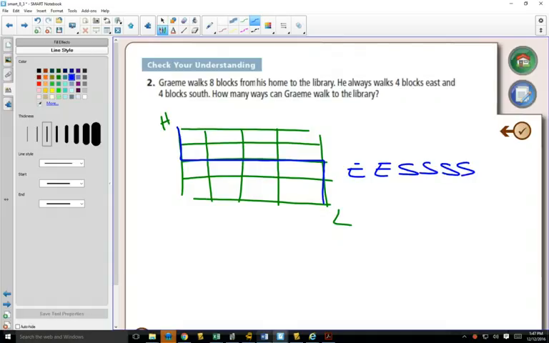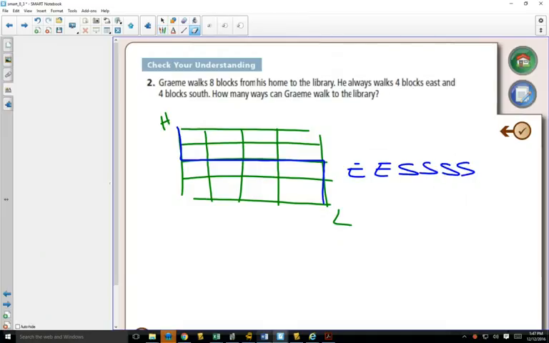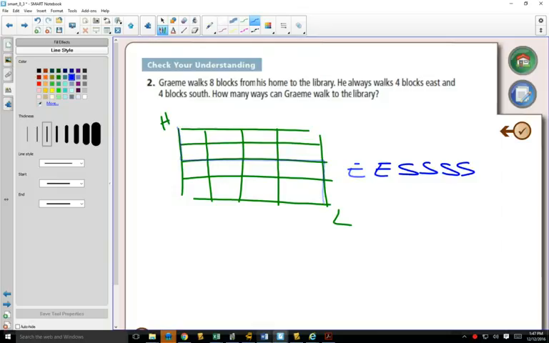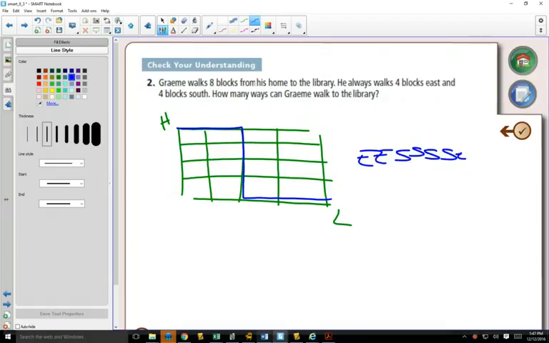Oh, no, I did it wrong. I wanted to do, oh, it doesn't erase. Just go away. I wanted to do this one. This is the easiest way, because it's east, east, south, south, south, south. Doesn't that look easy?